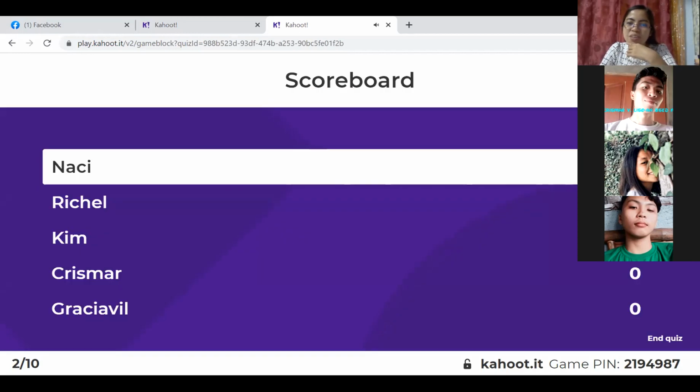Kadasig sa buong ano. O nauna si Nasi, tapos si Rachel, tapos si Kim. So let's proceed. Kadasig sang ano, 20 seconds lang guro ang iban nga items. I'm sorry lang gid. I-ano ko lang liwat.